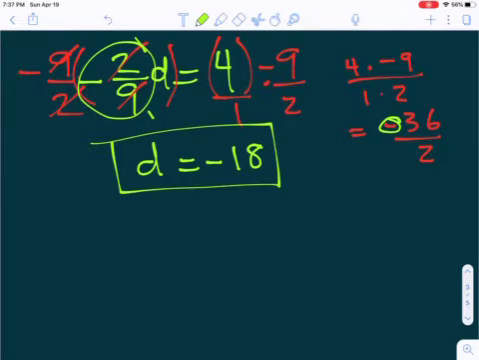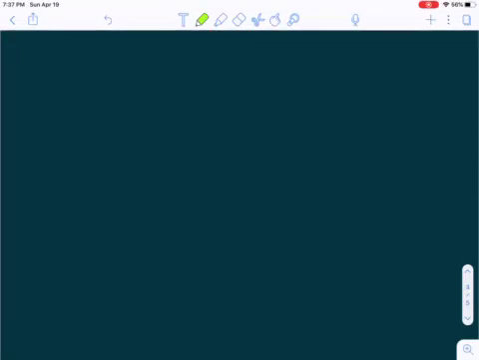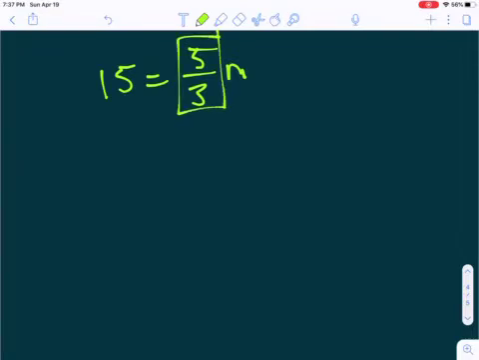All right, let's try another example. So this one, 15 equals 5/3 n. Slight change up here. You're used to seeing the variable on the left side, but the variable can be on either side. It doesn't make a difference. So we want to deal with this coefficient. We are going to multiply by the reciprocal, the multiplicative inverse of that. So we're going to multiply both sides by 3/5. If I do it on that side, I have to do it on this side.